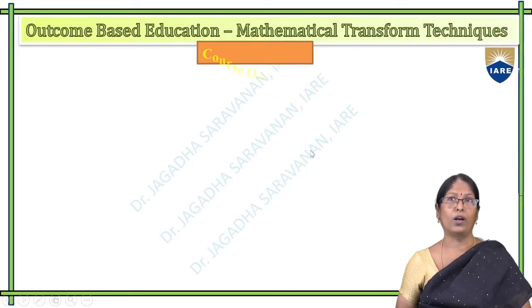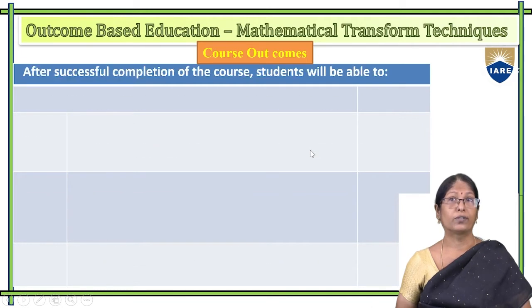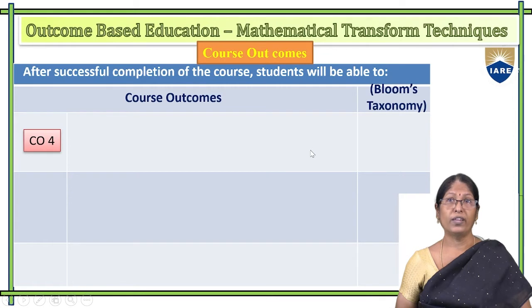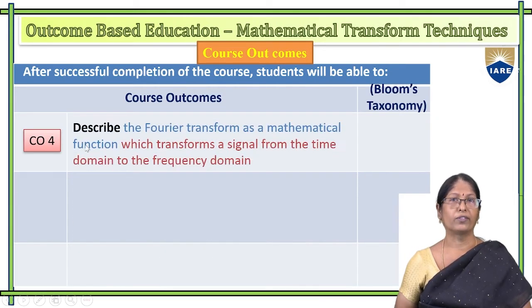the course outcomes for our second module. So the second module is our Fourier Transform. Here we have course outcome 4. The first one is describe the Fourier transform as a mathematical function which transforms a signal from the time domain to the frequency domain. Understand, Bloom's second level.